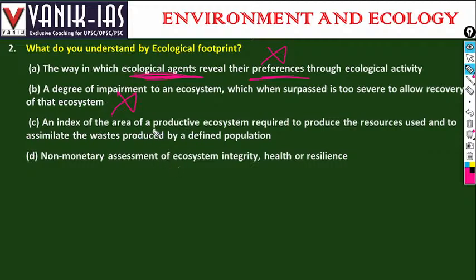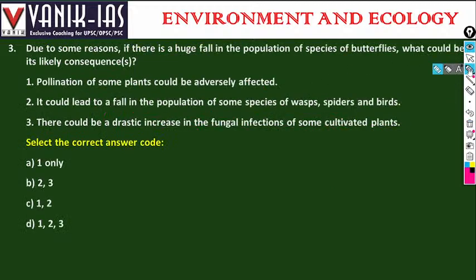An index of area of productive ecosystem required to produce the resources used to assimilate the waste produced by a defined population. Yes, an index of area of productive ecosystem required to produce the resources and to assimilate the waste produced by a defined population, that is called ecological footprint. A non-monetary assessment of ecosystem integrity, health and resilience. No, this is not about ecological integrity. It's about an index of area of productive ecosystem required to produce resources that will be sufficient for human beings and that will assimilate the waste produced by a definite population. If that increases, what will happen? That will be disastrous for the environment.